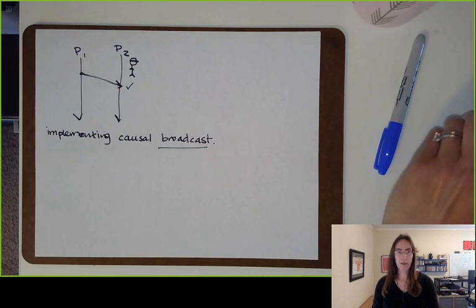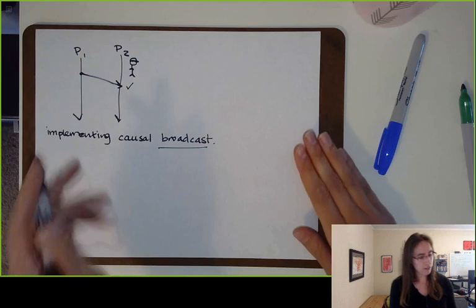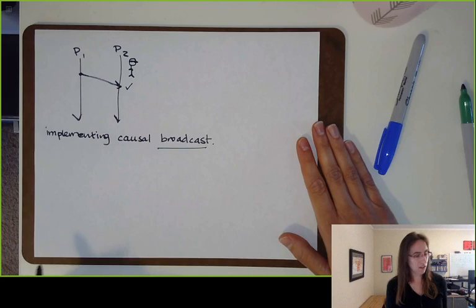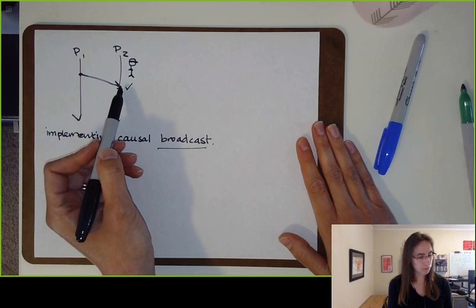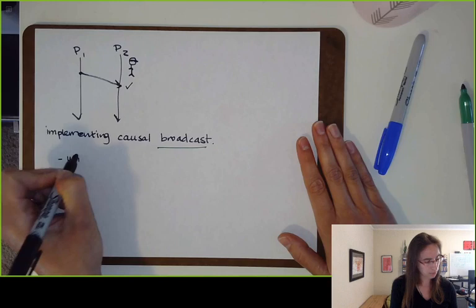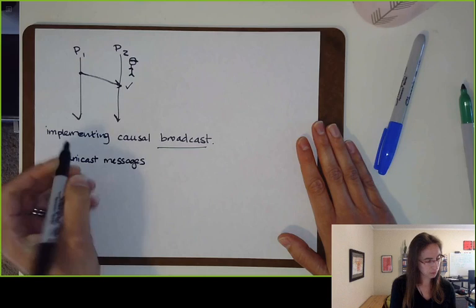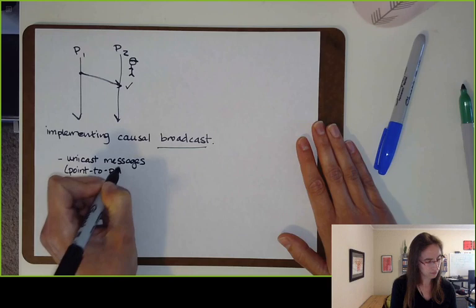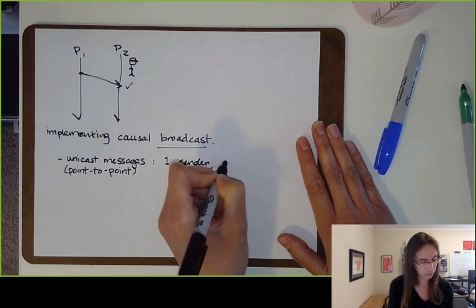So far, when we've been talking about messages being sent and received, we've mostly meant that there's one sender and one receiver. There's a name for messages like that, and they're called unicast messages, sometimes also called point-to-point. One sender, one receiver.